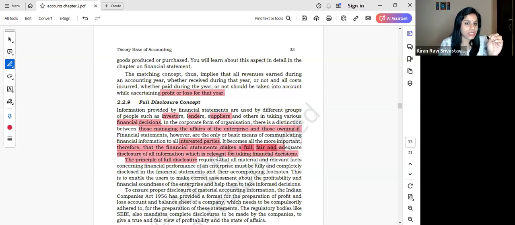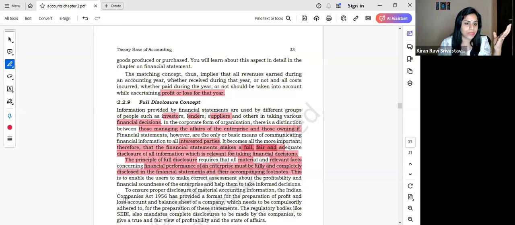Even if, let's suppose, on 25th of March, before closing the books, there was a fire in the company's godown, and the company does not want to show this because in the books of accounts there will be some losses and their reputation might go down. If they miss that information, which happened on 25th of March, then it is not full, fair, and adequate disclosure. The principle of full disclosure requires that all material and relevant facts concerning the financial performance of an enterprise must be fully and completely disclosed in the financial statements and their accompanying footnotes.